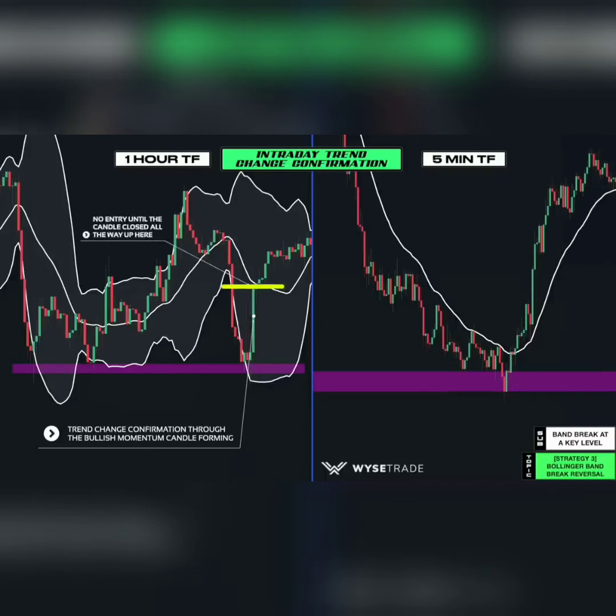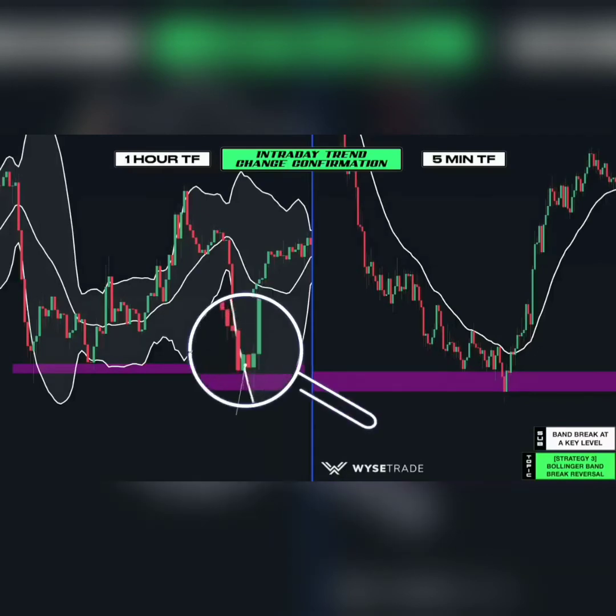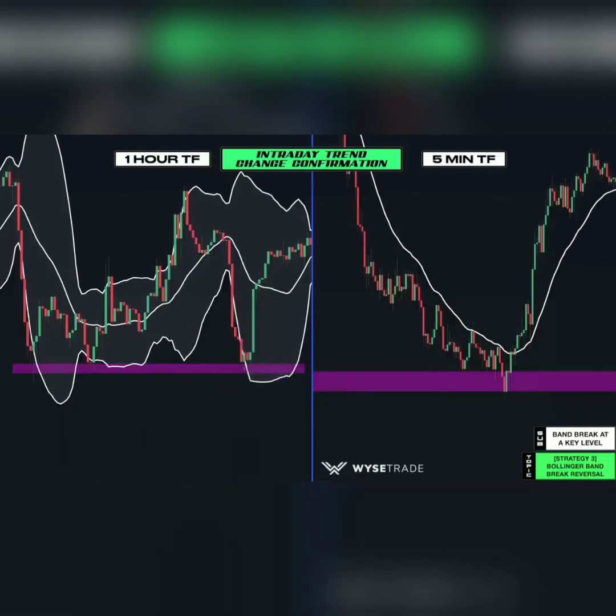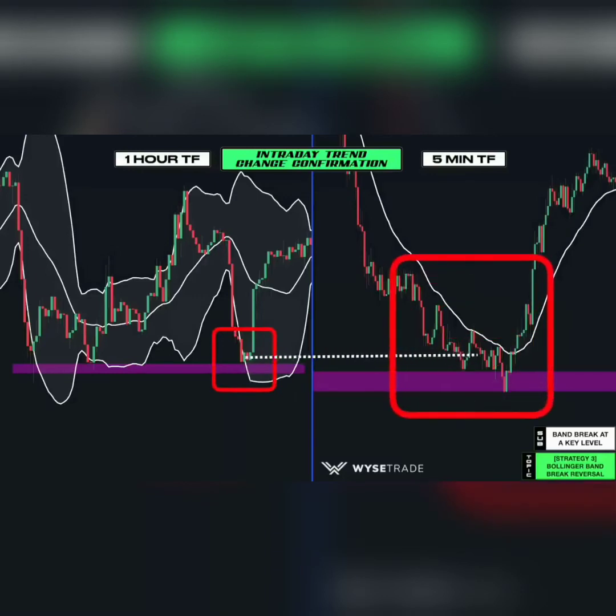So we want to use the lower time frame to look inside of this area here for price action that signals a trend change so that you can get into this trade at an earlier entry point. So your band break at the key level here on the 1-hour time frame is this same area here on the 5-minute time frame. You are using the 5-minute time frame to look for any form of price action that signals a trend change from a downtrend to an uptrend.